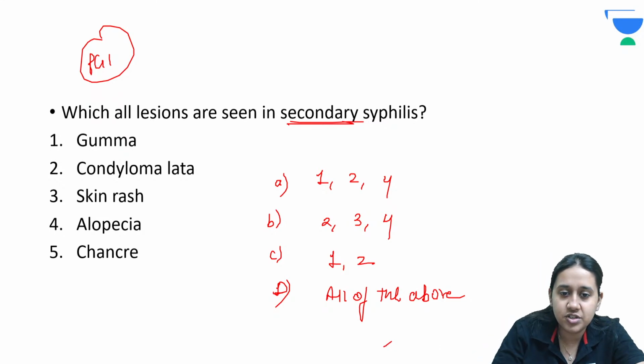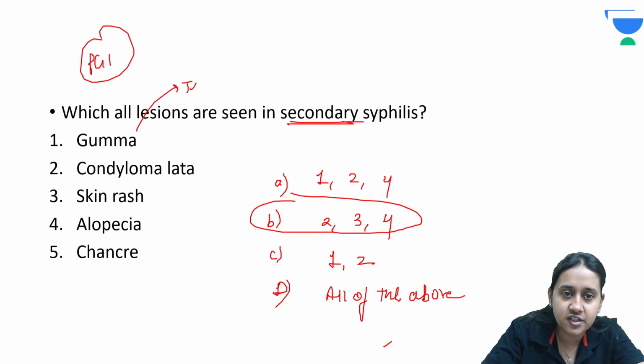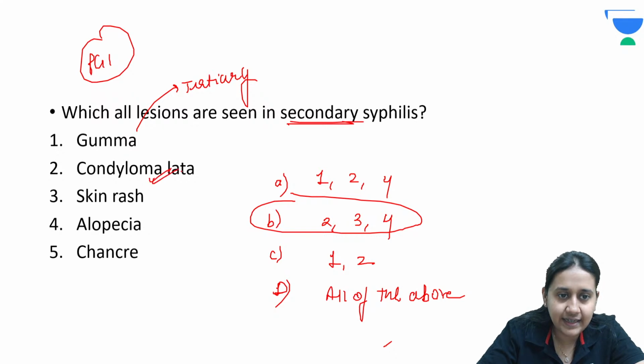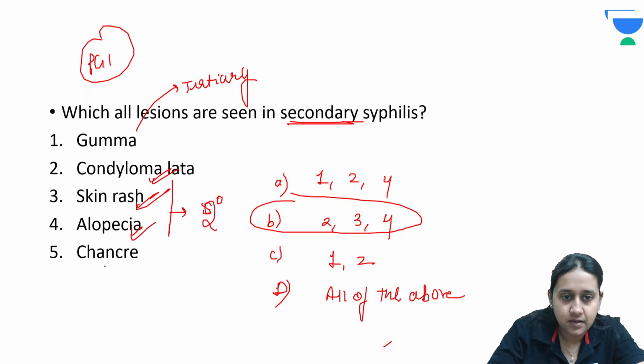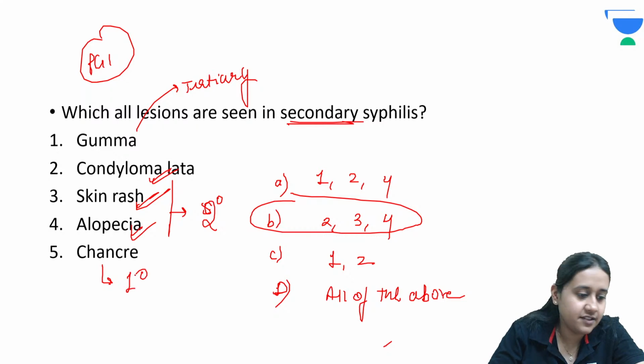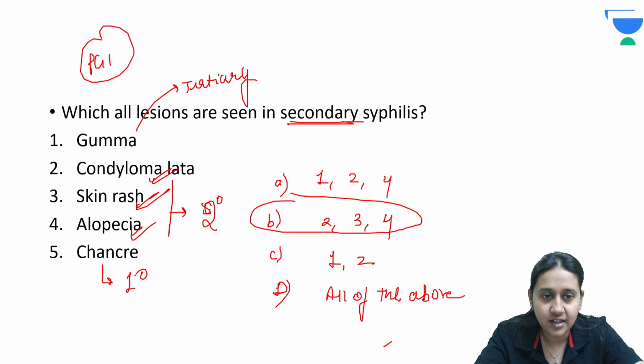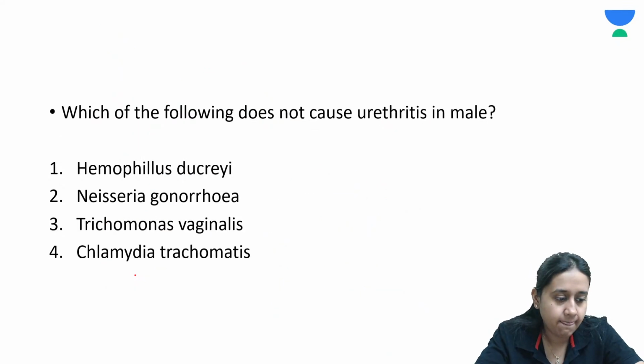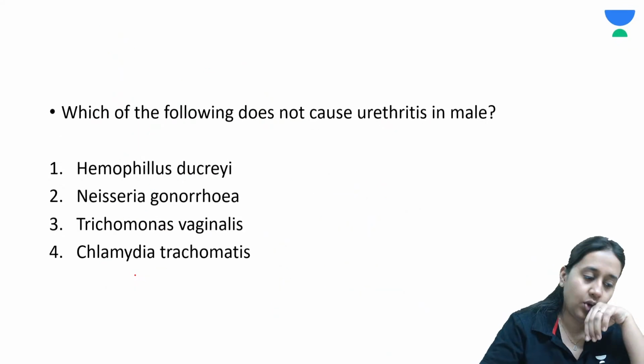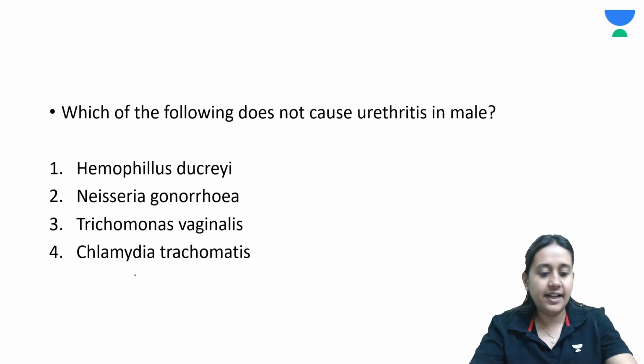The correct answer is option number B. Gumma is a feature of tertiary syphilis. Condyloma lata, skin rash and alopecia, they are the features of secondary. And chancre is a feature of primary. So option number 2 is correct: 2, 3 and 4. Next question.